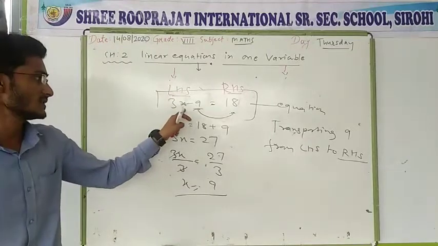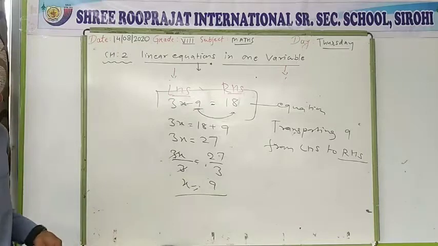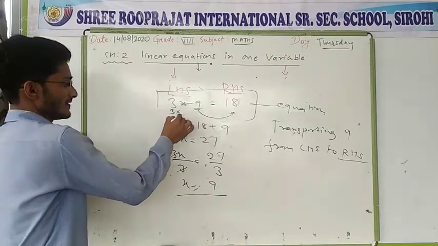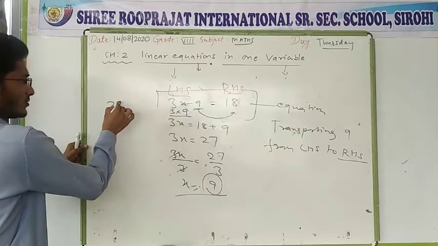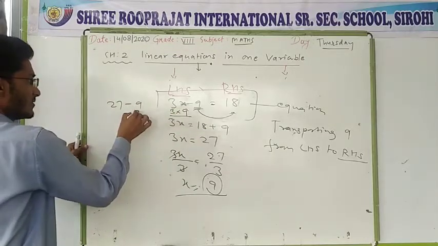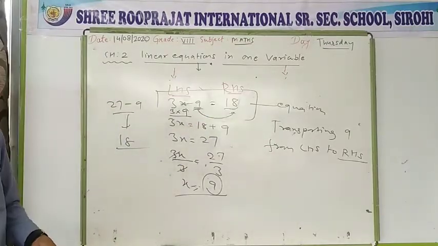That means in this equation 3x minus 9 equal to 18, the value of x is 9. If you want to check, you can take 3 multiplied with x, that means 9. So it will be 27, and 27 minus 9 equal to 18. So that is called an equation.